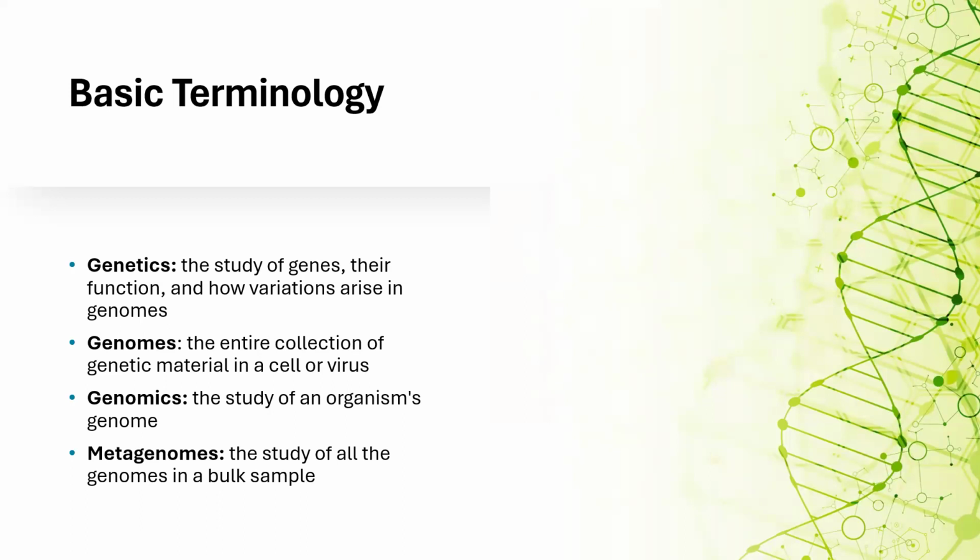Genetics is the study of genes, their functions, and how variations arise in their genomes. Which brings us to genomes, which is the collection of genetic material in a cell or virus. Genomics is the study of an organism's genome, and metagenomics is the study of all the genomes in a bulk sample, while metagenomes are all of the genomes in a bulk sample.